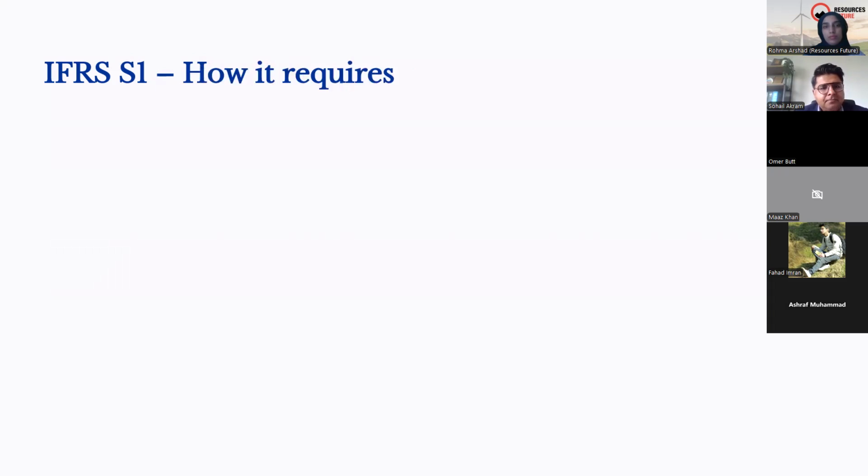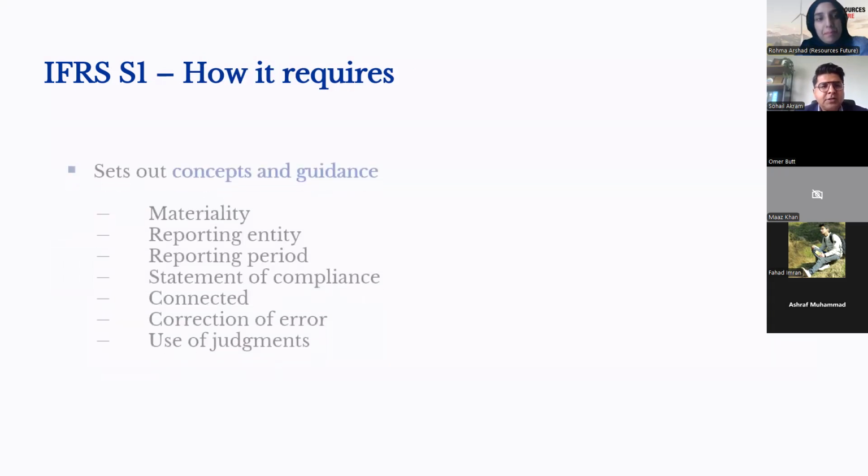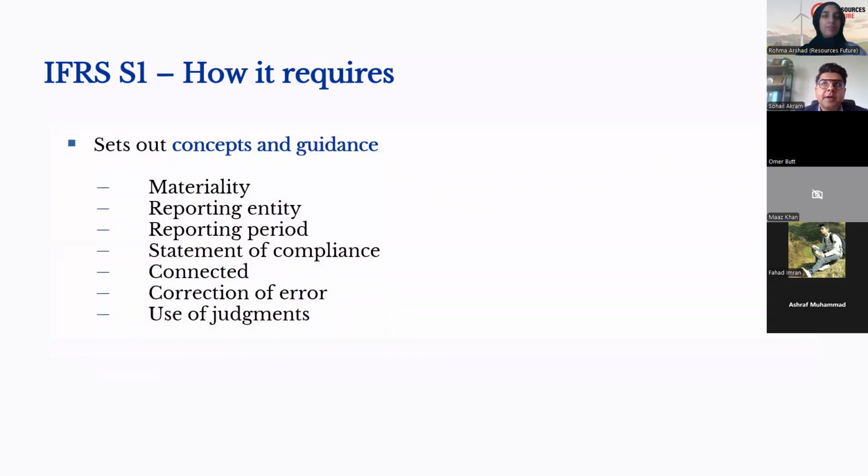Another element that IFRS S1 covers is that it sets out concepts and guidance. As I mentioned, it is to some extent similar to the IFRS accounting standards, IAS 1 and IAS 8, and it outlines some central and core areas which are helpful and useful when making sustainability reports.